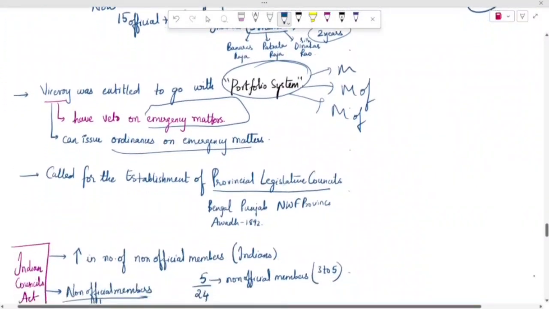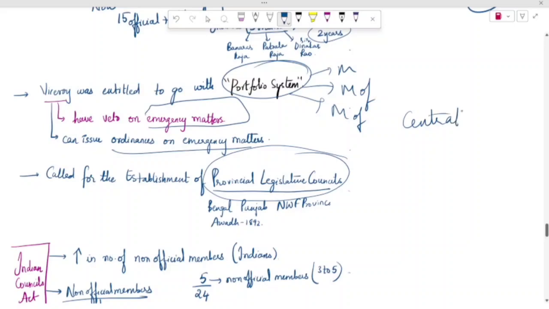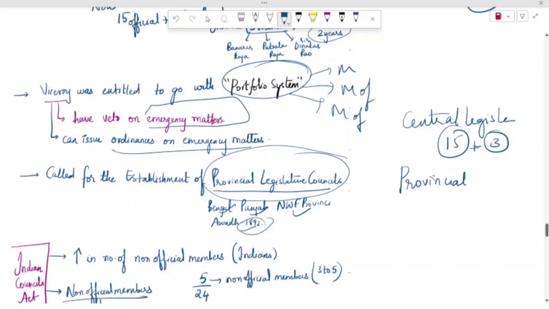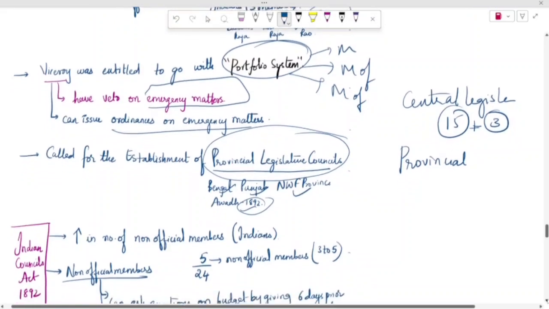This act called for the establishment of provincial legislative councils. Previously we used to have central legislative councils. In the central legislative council, there were 15 official members plus 3 non-official members. Now this act also provided for provincial legislative councils, and simultaneously these were created in Bengal, Punjab, Northwest Frontier Province, and Awadh. Till 1892 they created all these provincial legislative councils.